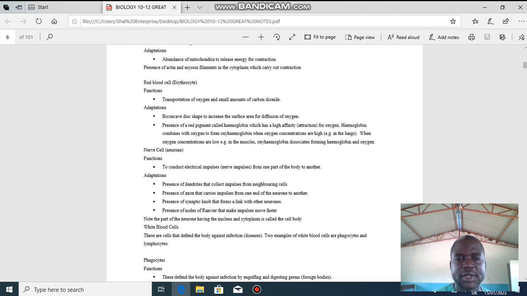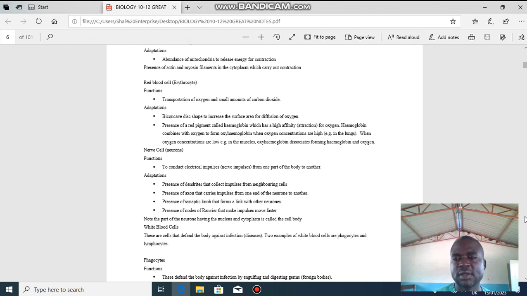When oxygen concentration is low in the muscles, remember oxygen is exhausted in the muscles because it is used to generate energy through the process of respiration. So when the concentration is low in the muscles, oxyhemoglobin dissociates, separating into hemoglobin and oxygen.